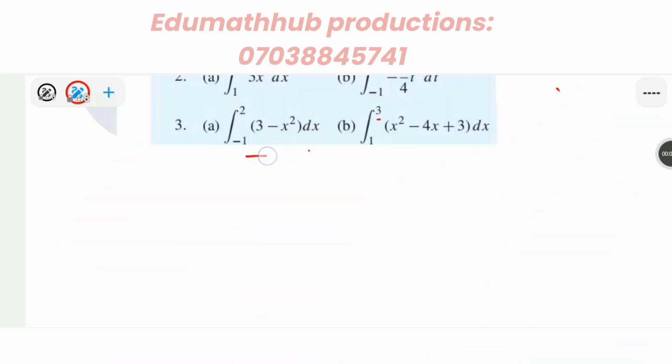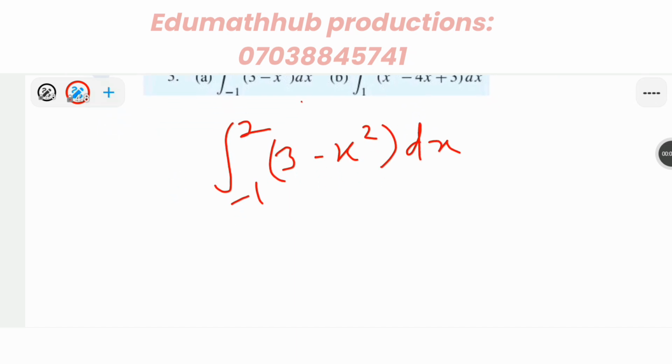And for 3a, so do your normal integration, just integrate this, then apply your limits later. So when you integrate 3, that's a constant, so you're going to get 3x. Minus, then integrating x squared, you get x to the power 2 plus 1 divided by 2 plus 1.